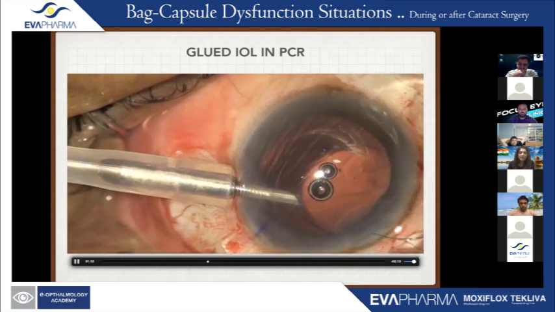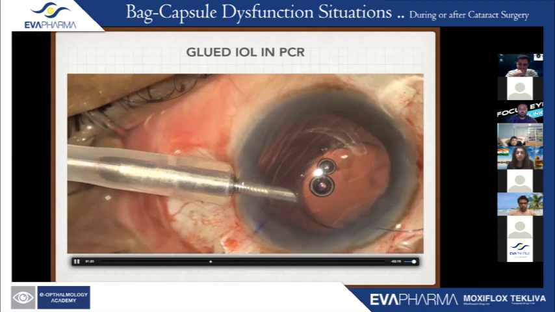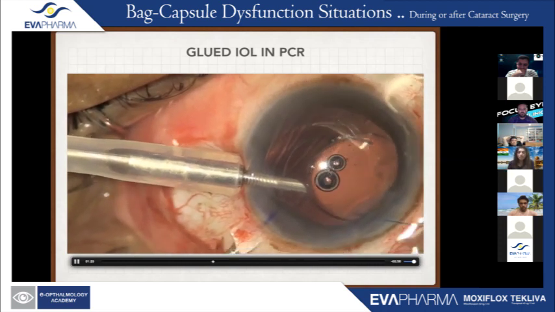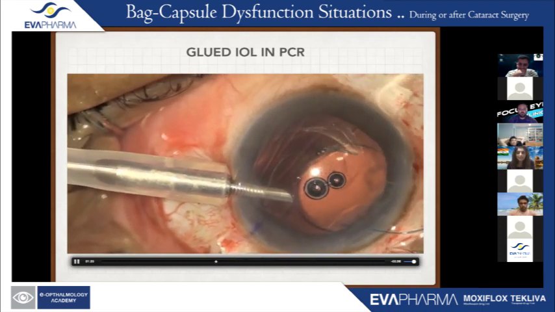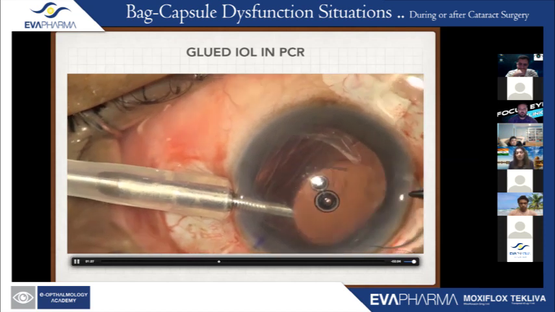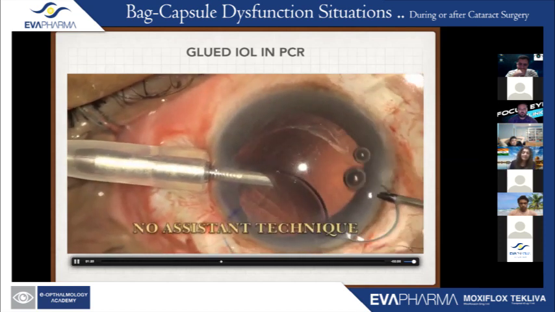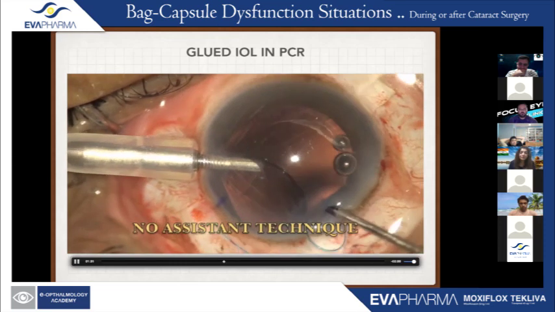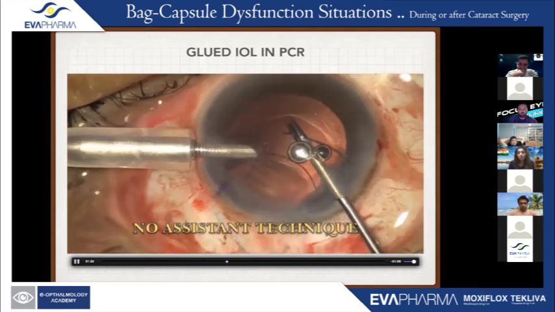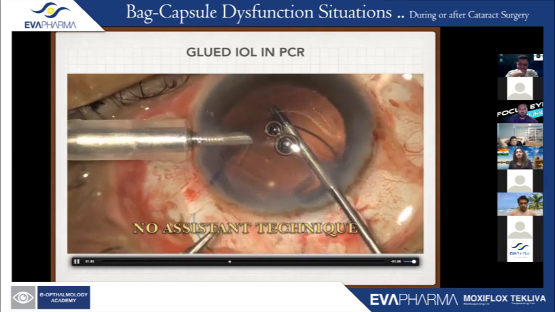You have to wait for the entire IOL to unfold. Before that, you cannot just pull the intraocular lens because it creates undue stress and tension inside the eye, and it might even distort your haptic. So having done that and you have pulled the trailing haptic, I just try to do the no assistant technique, which was described by me.